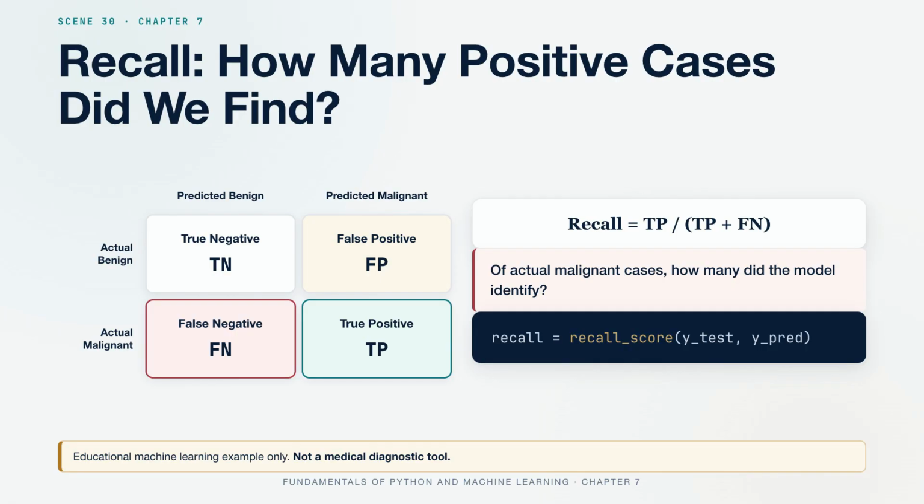A false negative occurs when an actual malignant observation is predicted as benign. In a medical screening context, this type of error may be especially concerning because the model fails to flag a potentially serious case. However, the appropriate trade-off must be determined by qualified medical, ethical, and operational experts. Our educational model does not establish a clinical decision threshold.